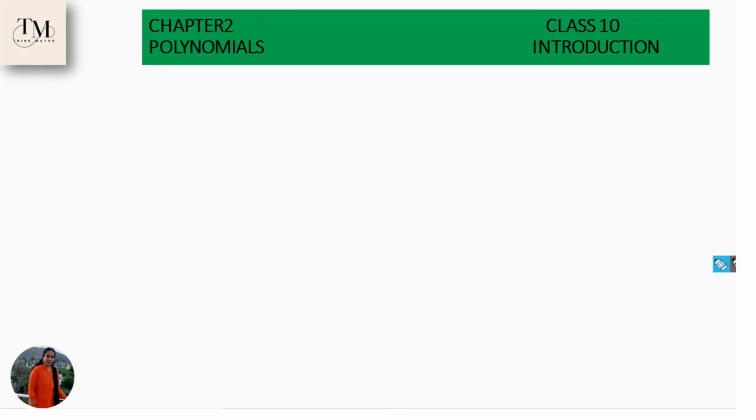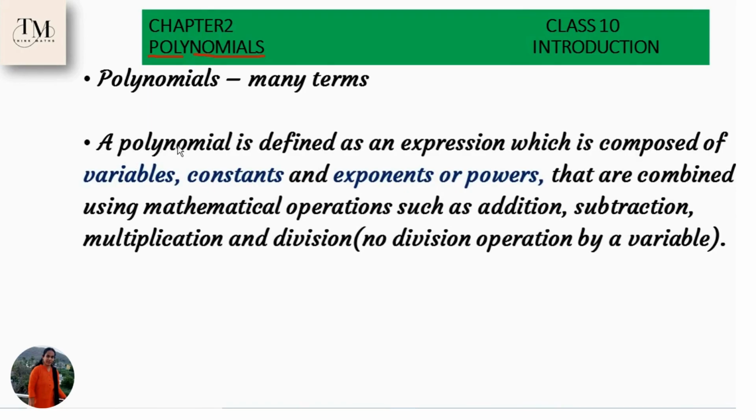So what are polynomials? This word can be split into poly plus nomials. Poly means many, nomials means terms. So polynomial is nothing but many terms. Now we are going to define the polynomial.